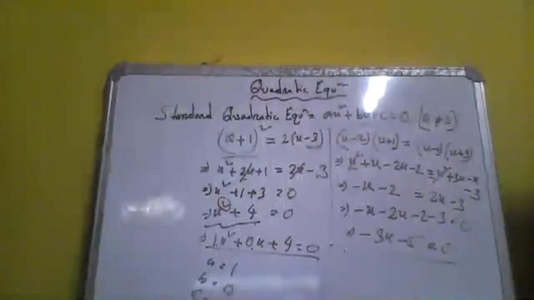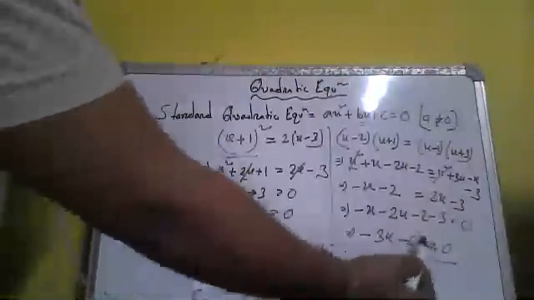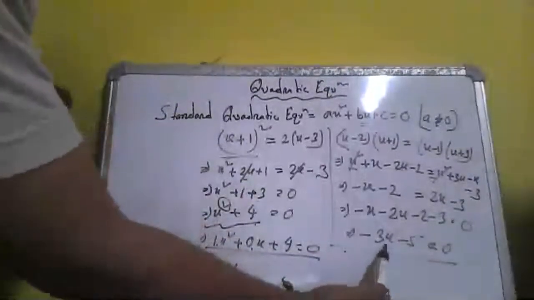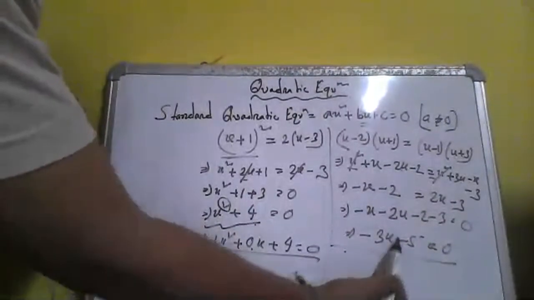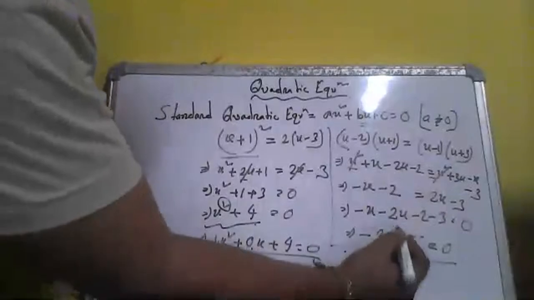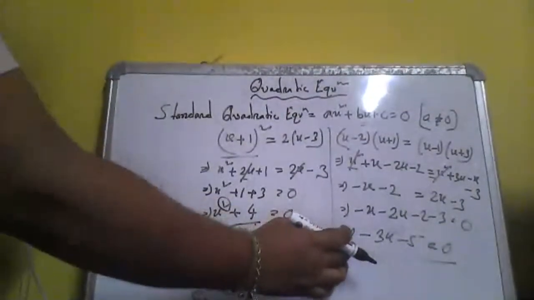Yes, but this one is not a quadratic equation: minus thrice x minus 5 equal to 0. This one is not a quadratic equation because the highest degree of the equation is what here? 1, not 2. Then this equation is not a quadratic equation.